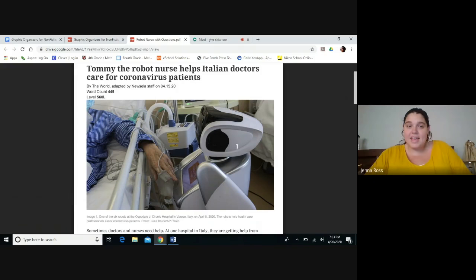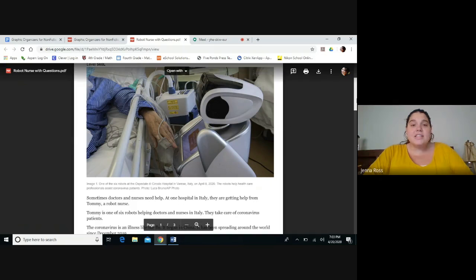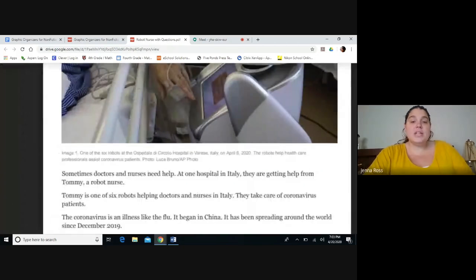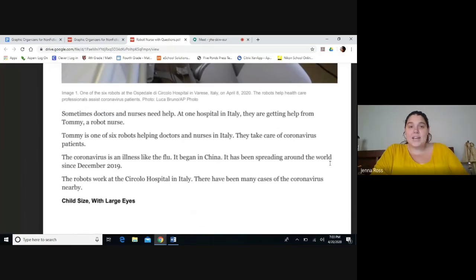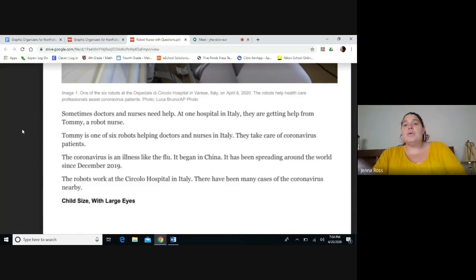I liked reading it. So you should be able to access your own copy and print it out if you want and read it, or you can read along with me, whatever is easier for you if you don't have a printer. I'm going to make this a little bit bigger so that you can read along with me as I'm reading. I'm just going to start right here at the top where it says sometimes, and we're going to continue on together, and then we will go on to the next part together to answer some questions and start filling in a graphic organizer.